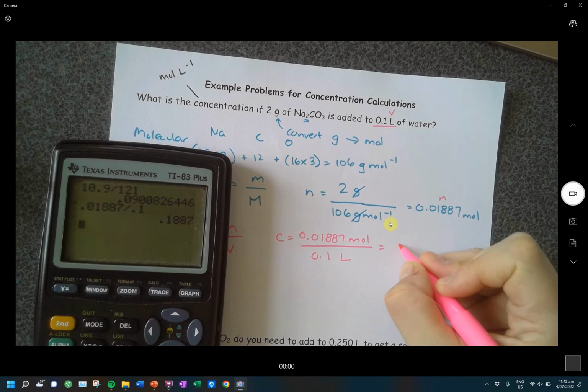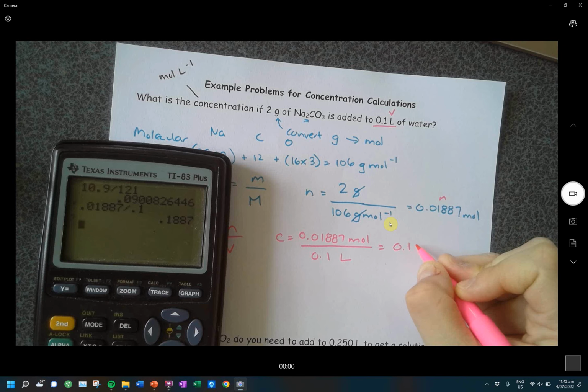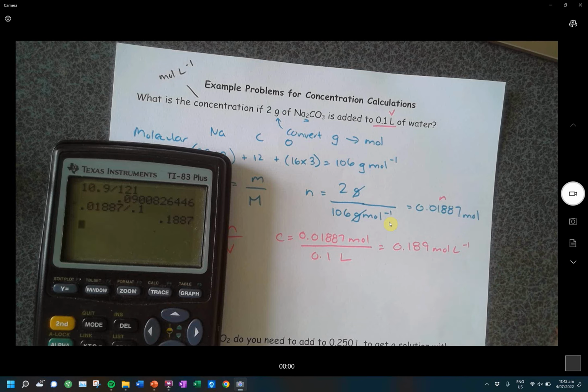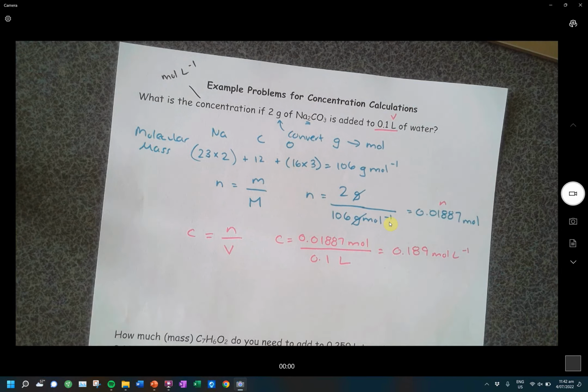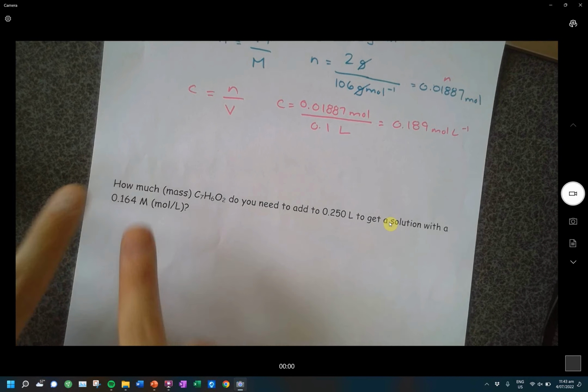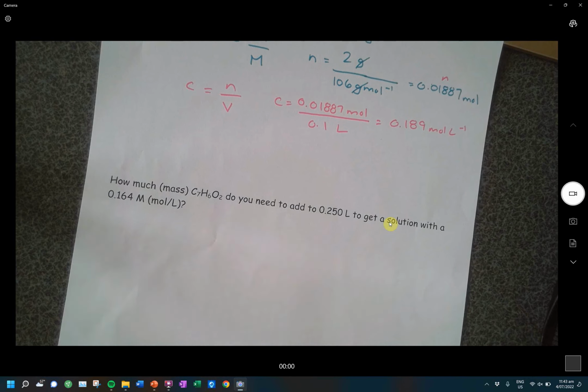And so my concentration is 0.18, I'm going to round it up to 0.19 moles per liter. So that's how I figure out concentration. Are you okay with that so far? All right. Now I need to show you guys how to go the other direction. The first example went from mass dissolving into solution to concentration. This one is basically going backwards. I know the concentration of my solution. I know the amount of solution I have. What's the mass that I need to add to make a solution of that concentration? Does that sound good? All right.